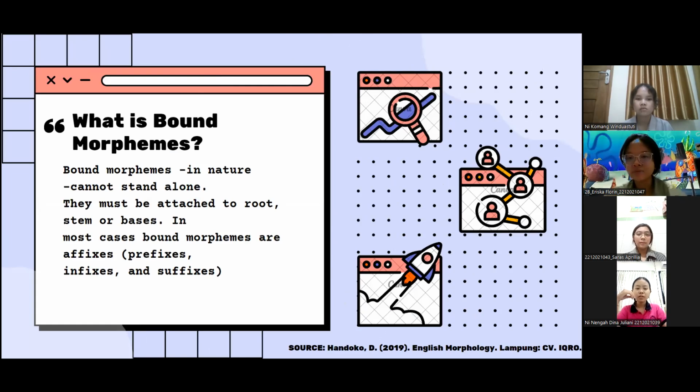Okay, right now I'll explain about bound morphemes. So what is a bound morpheme? A bound morpheme is a morpheme that cannot stand alone. So it must be attached to a root, stem, or base. In most cases, bound morphemes are affixes. Affixes are divided into three: prefixes, infixes, and suffixes. So to help you understand better, let's move to the next slide.